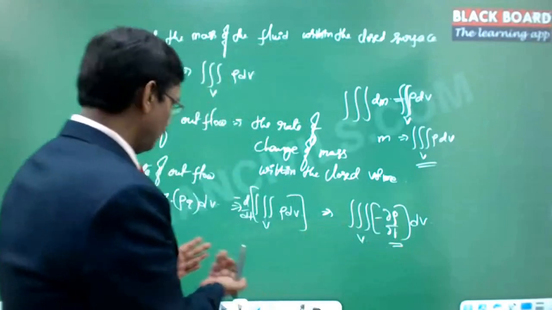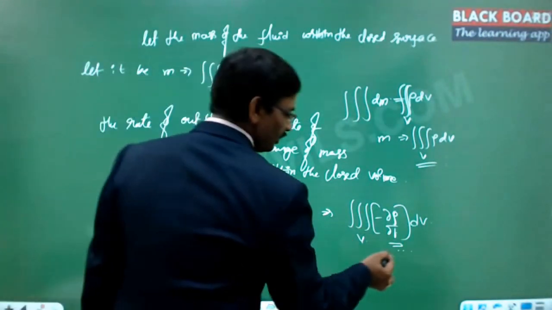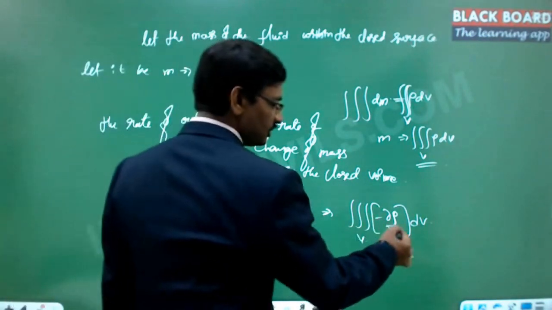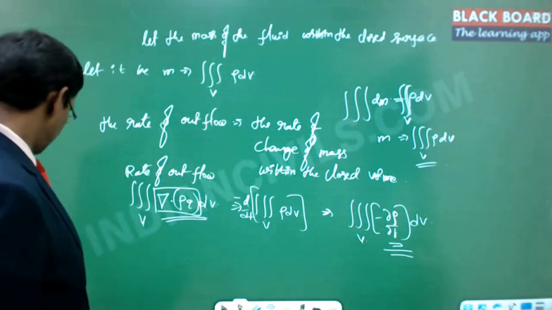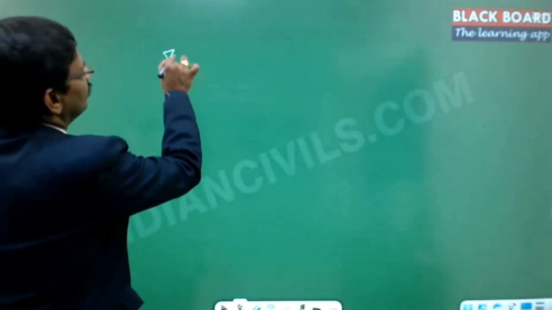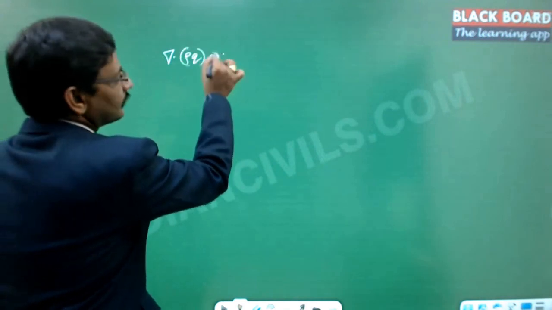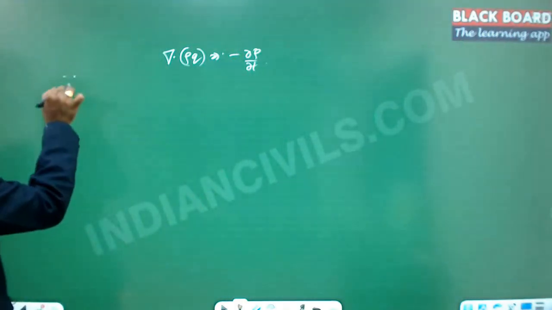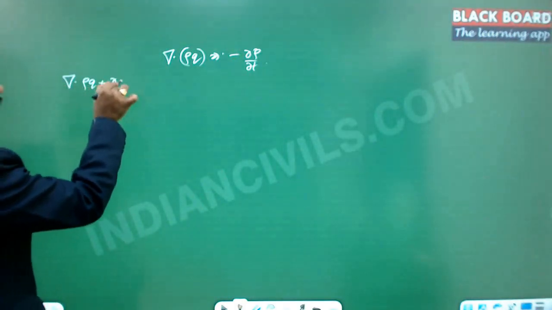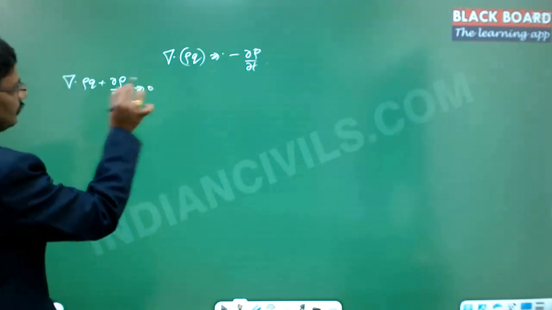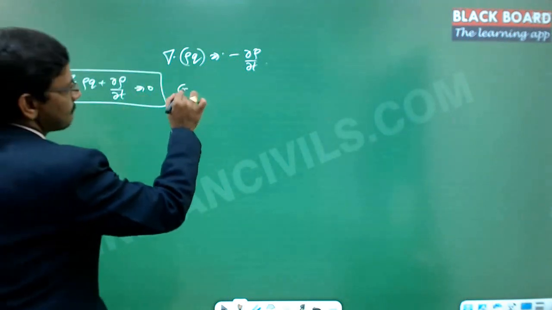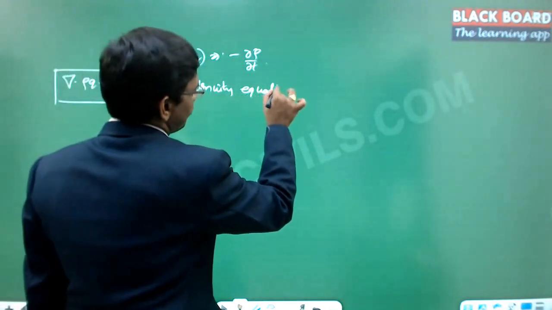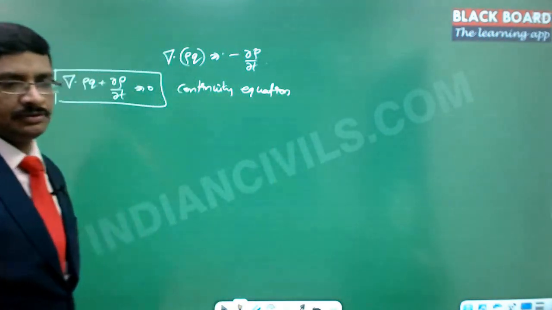Now this is also a volume integral, and this is also a volume integral. Then obviously it is expected that this portion is exactly equal to this particular portion. So del dot rho q is equal to minus dou rho by dou t, or del dot rho q plus dou rho by dou t is equal to 0. This is what is called the continuity equation.